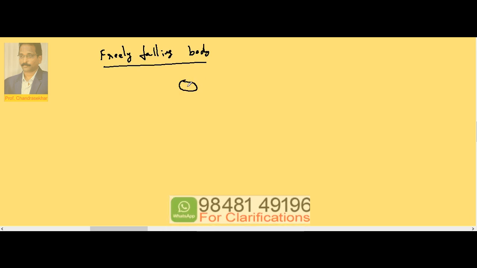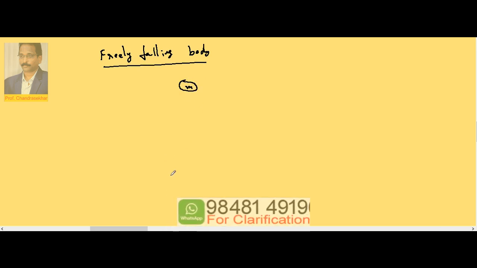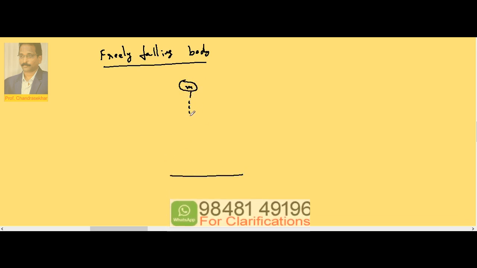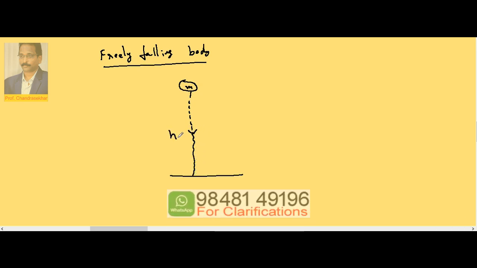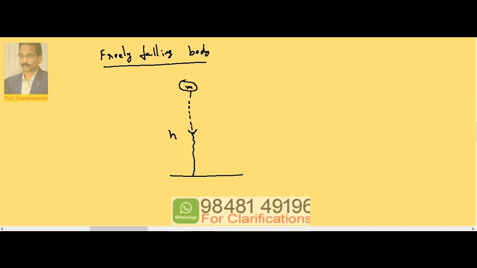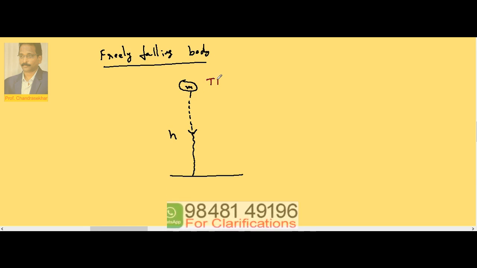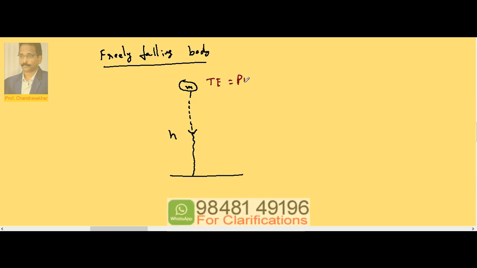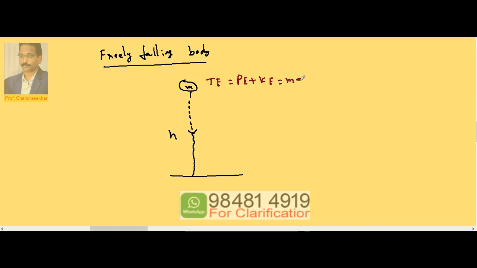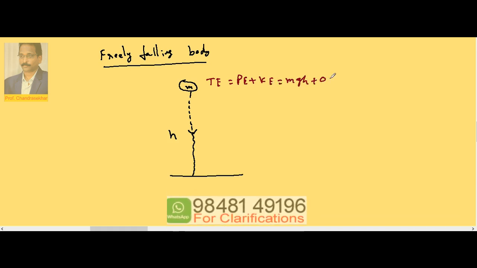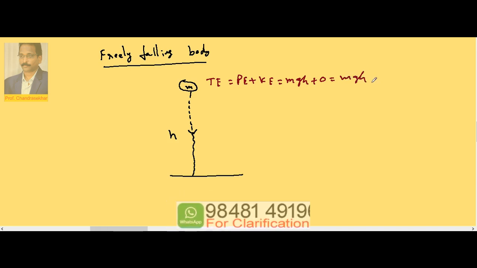Imagine a body of mass m is dropped freely. So it is moving down, say from h height. At the highest point, total energy when dropped is the sum of potential and kinetic. So potential is mgh, kinetic is 0. So this is mgh. Let us say this is TE1.